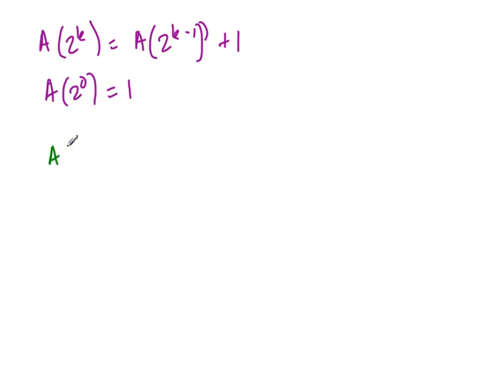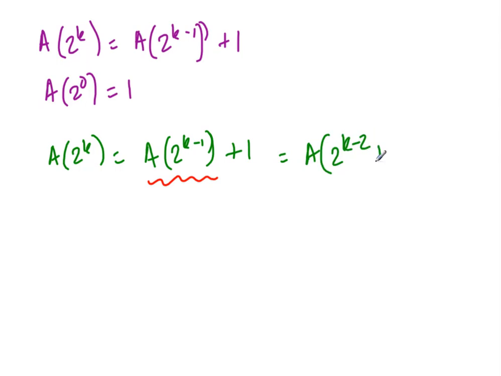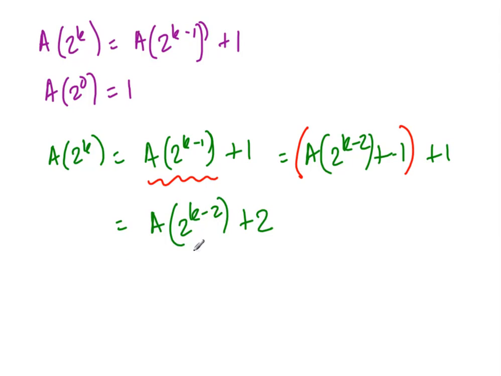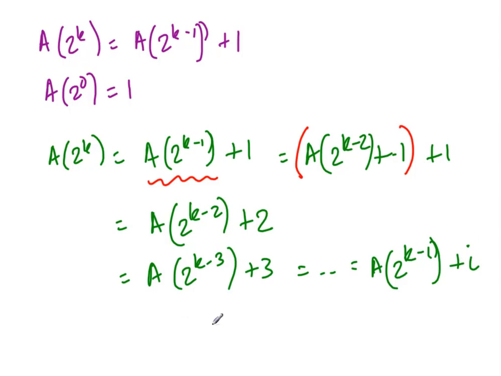So you just expand. You say a of 2 to the k is equal to a of 2 to the k minus 1 plus 1, and now you use the same expansion here, and so you will get a of 2 to the k minus 2 plus 1, plus the old one. So this is a of 2 to the k minus 2 plus 2. Now the pattern is much easier to spot. If you do it one more time, you get a of 2 to the k minus 3 plus 3. If you keep going, you get a of 2 to the k minus i plus i. After k steps, you get a of 2 to the k minus k plus k. This is now 2 to the 0, so this is going to be 1 plus k.